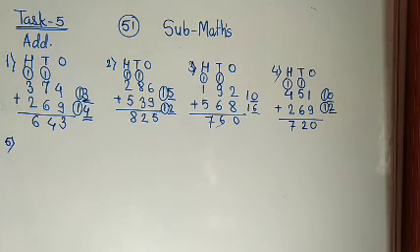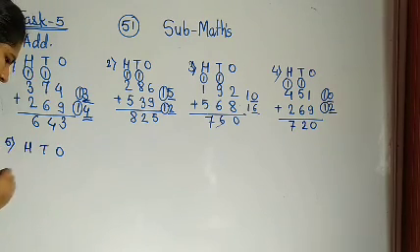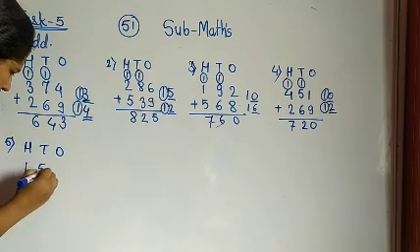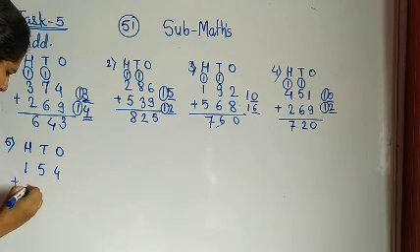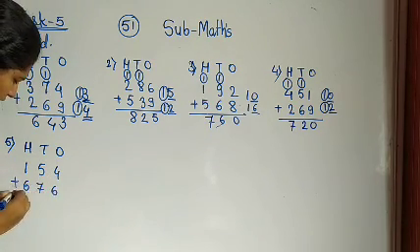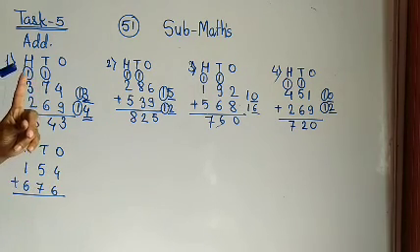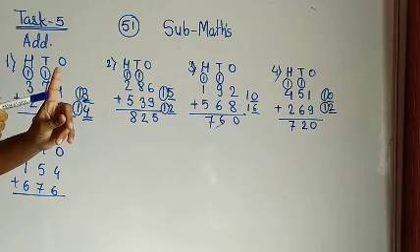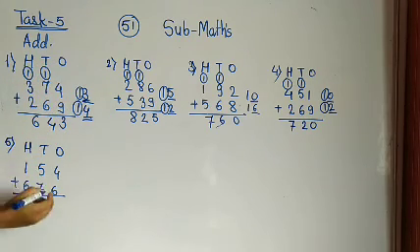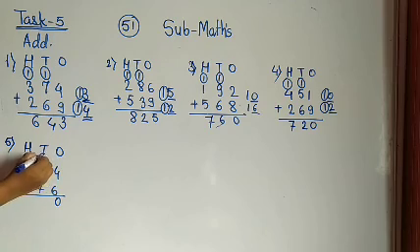We see next sum. What is the next sum? See, fifth sum is there. 154 plus 676. Now add it. 4 plus 6, means in 6 you have to add 4. So after 6 count 4: 6, 7, 8, 9, 10. So in 10, 0 is here and 1 will be carry forward.